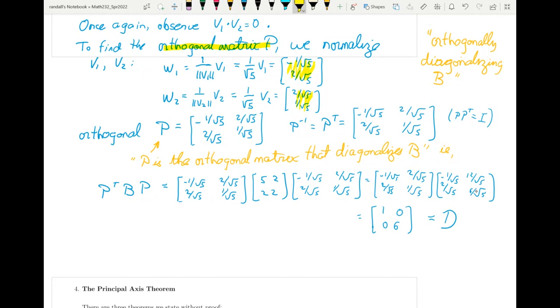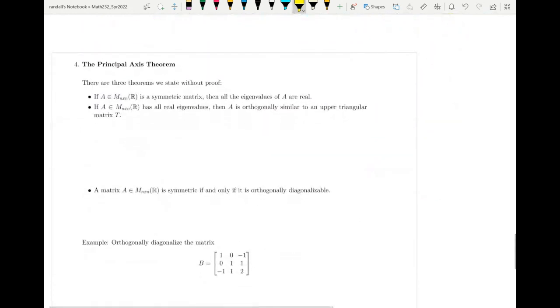All right, so that's the meaning of that English statement. P is the orthogonal matrix that diagonalizes B. It means that when I write this combination, and it has to be this combination, so PT on the left, BP, I get it to be equal to D. Okay, good. So now the principal axes theorem, which is actually this one right here. I'll just highlight it. Okay, there's a few statements on this page, but it's this one here. Principal axis statement. Okay, so let's get to that in a second.